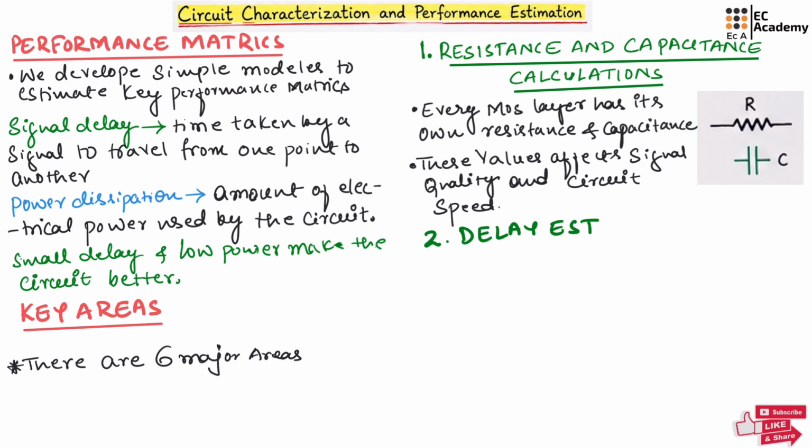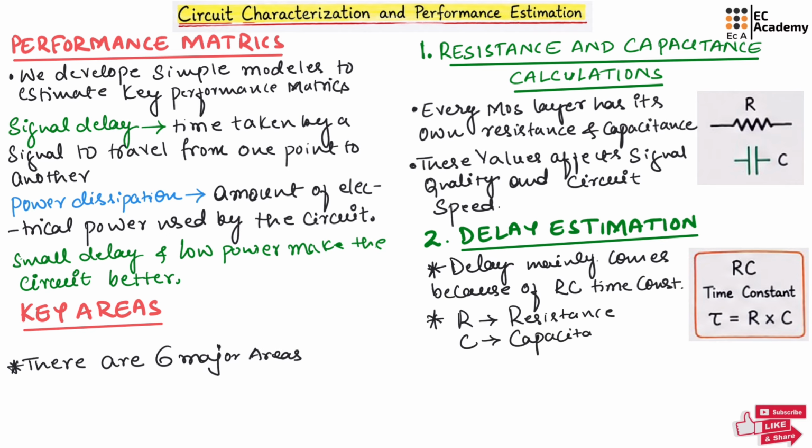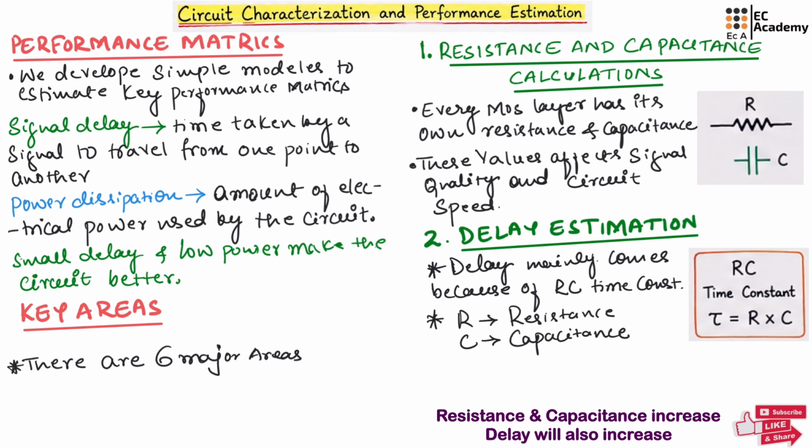Now let us understand the delay. Delay mainly comes because of RC, which is a time constant. Here, R means resistance and C means capacitance. When resistance and capacitance increase, delay also increases. That is why delay estimation is very important for high speed circuits. So you need to remember, higher RC means higher delay. This is very important. If resistance or capacitance increases, the signal becomes slower and there will be a high delay.